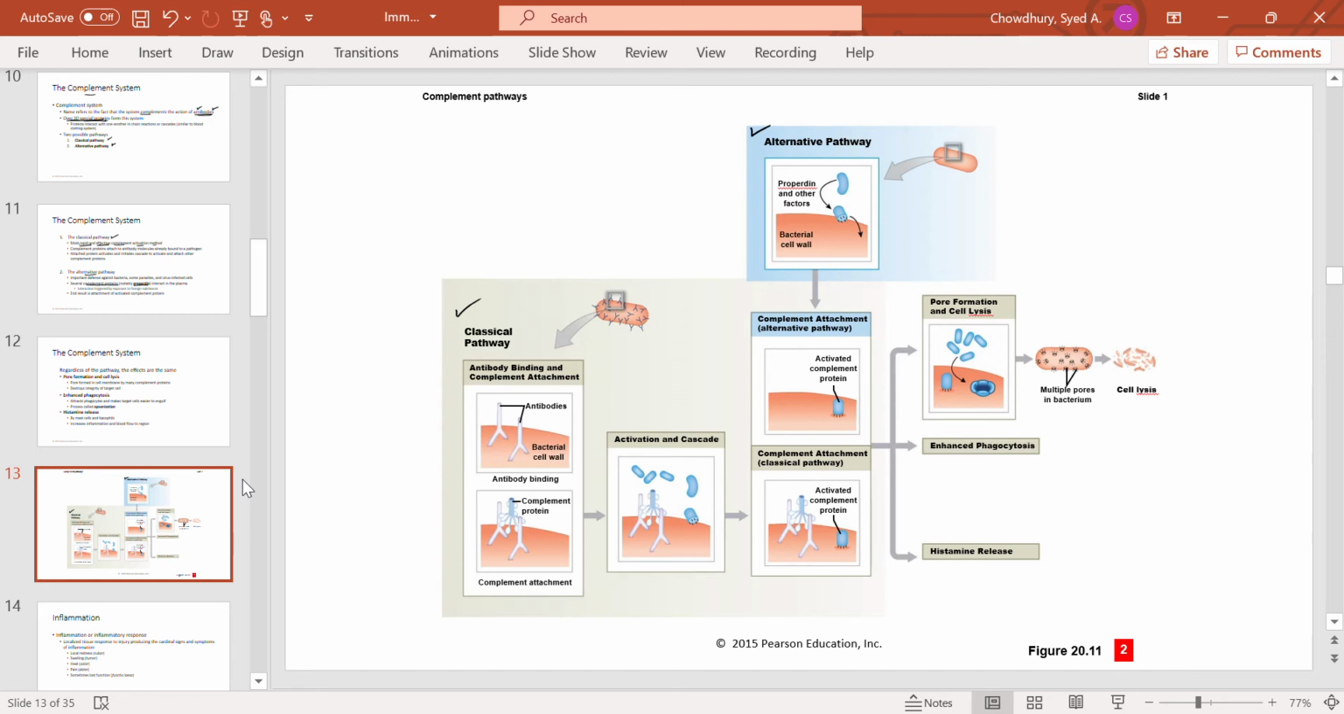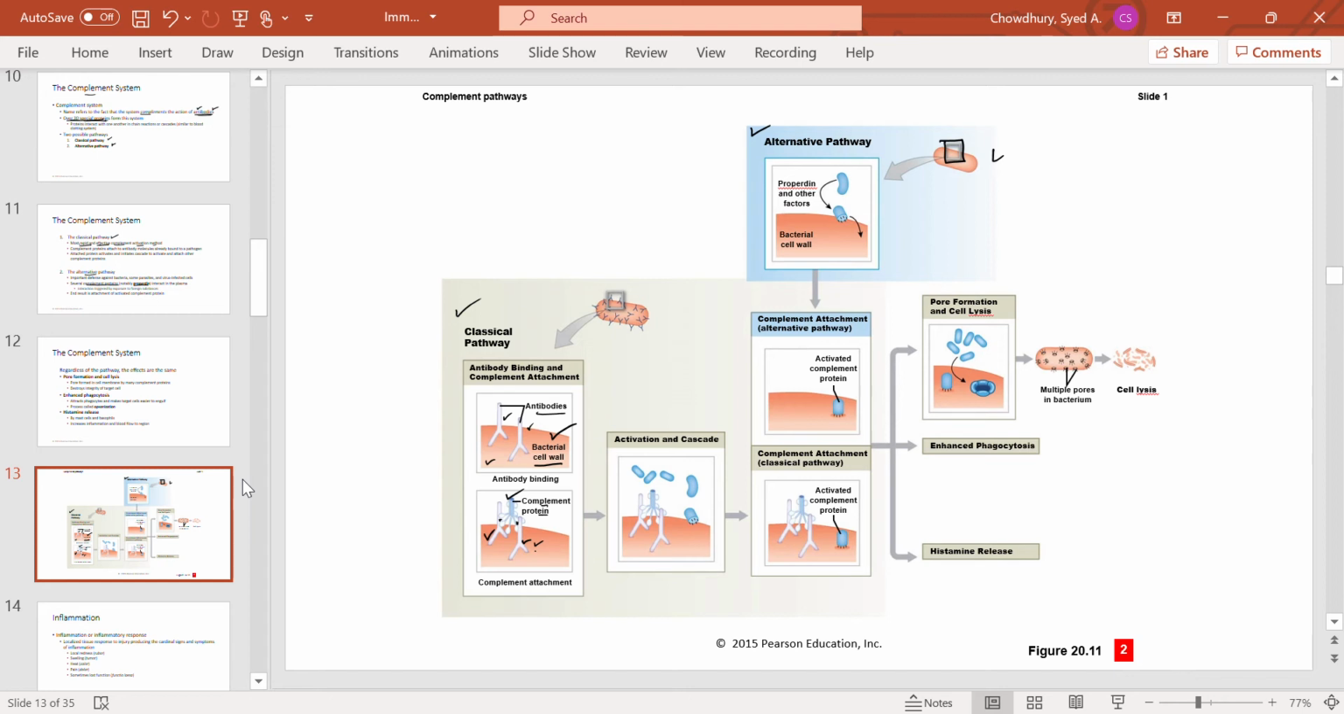So in case of classical, which is rapid and more effective, you see this is the wall of a bacterial cell wall. So this is the bacteria. If you just see a part of the bacterial wall, this is the wall, and these Y-shaped protein structures are the antibodies. Okay, so antibodies will first get attached to the plasma or cell membrane of the bacteria, and then the complement proteins will get attached to these antibodies. So these are the antibodies, and this blue one is the complement protein.